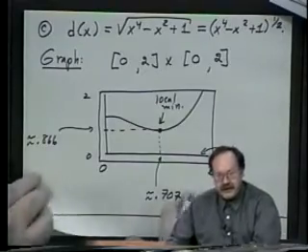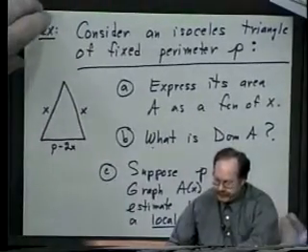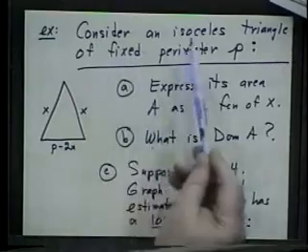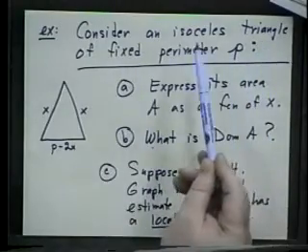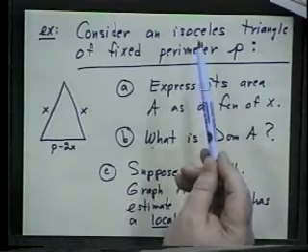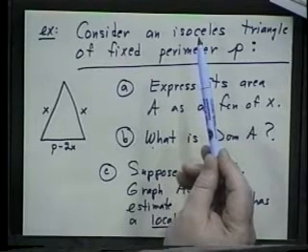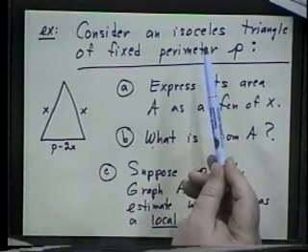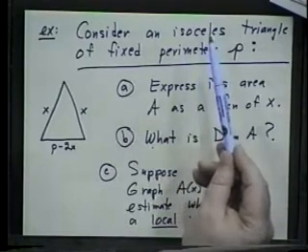So let's move on to a second problem, or a third problem, I guess. Here's another problem to look at. This one's a little bit more geometrical. Consider an isosceles triangle. Now, isosceles, in case you don't remember, is a triangle in which two of the sides are the same length. Now, it's possible that all three are the same length, but that's not necessary. What's necessary is that two are the same length.